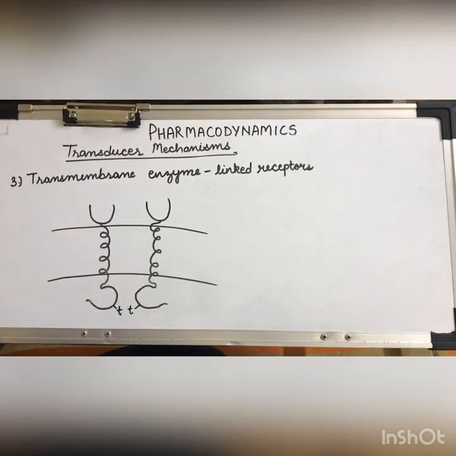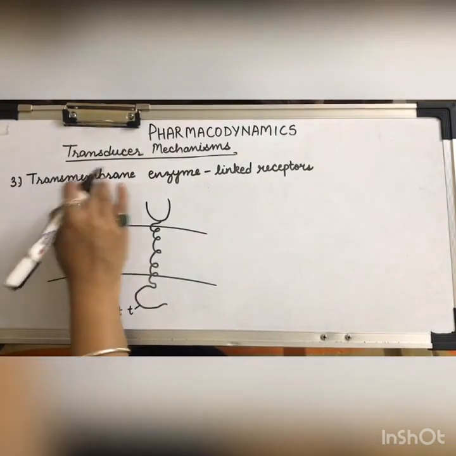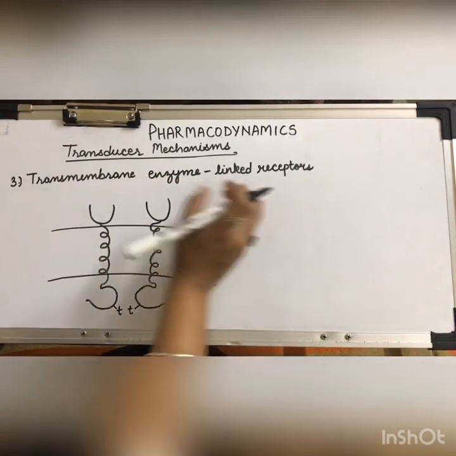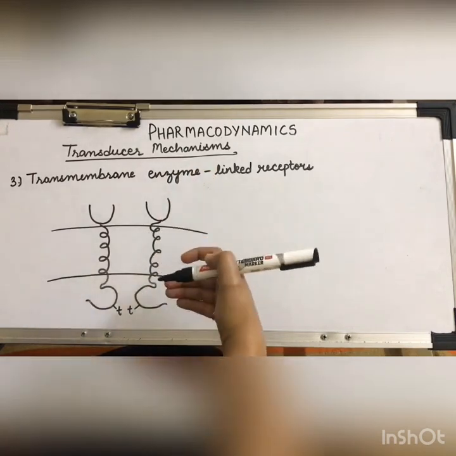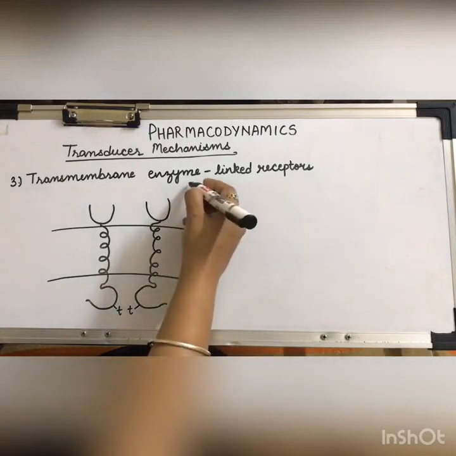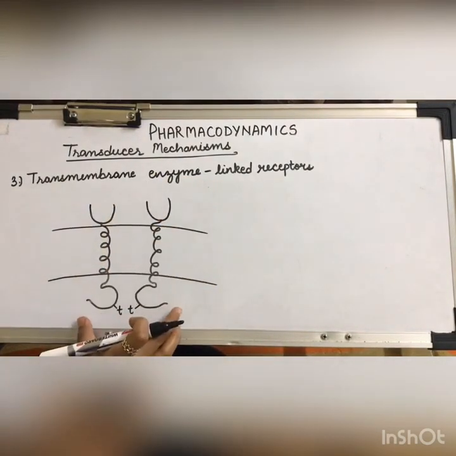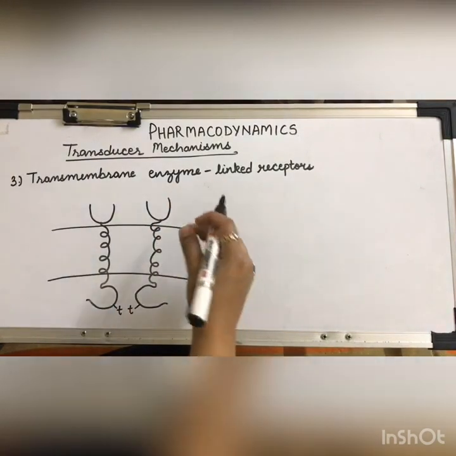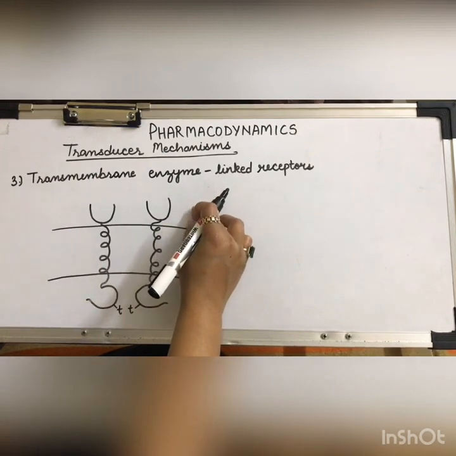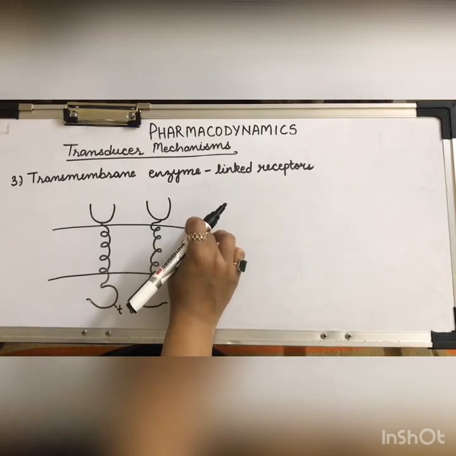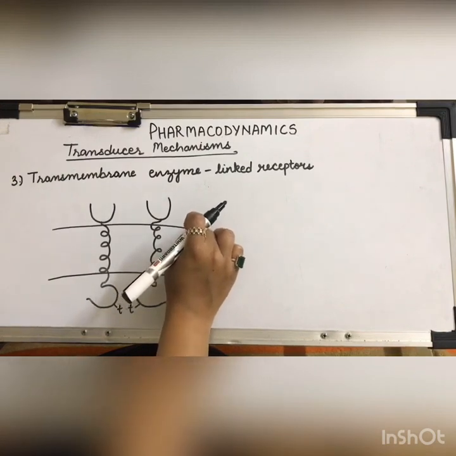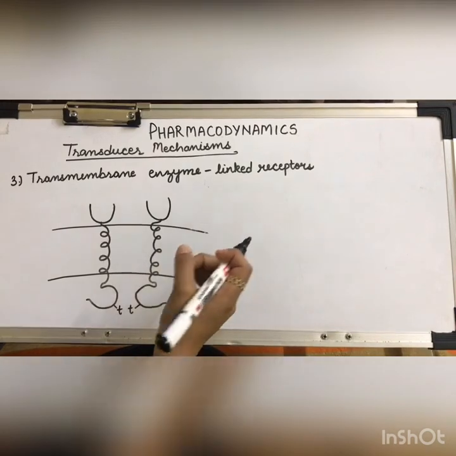The third type of transducer mechanism is transmembrane enzyme linked receptors. Transmembrane because these receptors pass through the whole of the membrane. Enzyme linked because the cytosolic site is linked with an enzyme. So let us discuss the structure first. The extracellular part is the ligand binding site, and they mostly bind with peptide hormones such as insulin or nerve growth factor or epidermal growth factor.